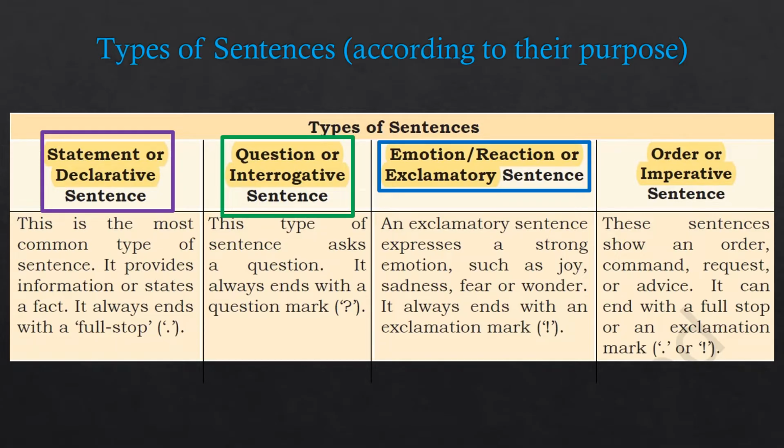Then the last type is order or imperative sentence. These show an order, command, request or advice. It can end with a full stop or an exclamation mark. So in the imperative sentence, you either give order, you either give command or request or advice to someone.